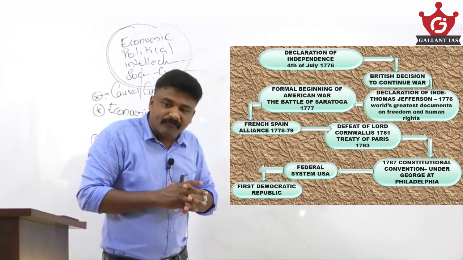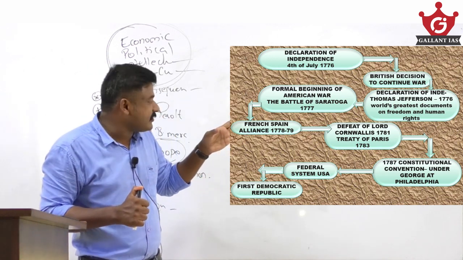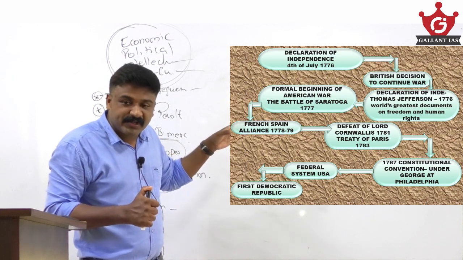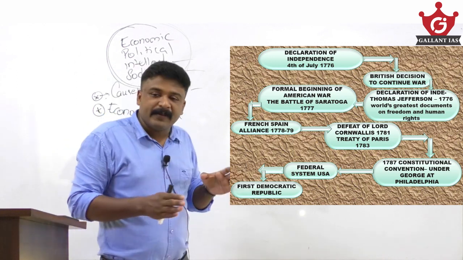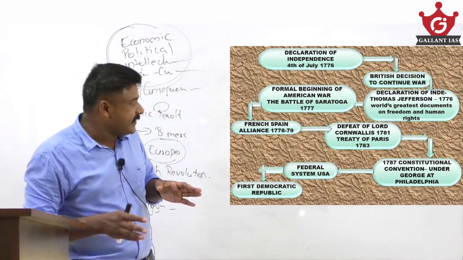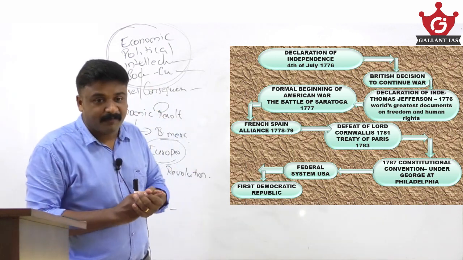Then the formal beginning of this American war, which is the Battle of Saratoga, 1777. Then France and Spain also formed an alliance with the American revolutionaries against the British. Then finally Cornwallis was defeated. The British force under Cornwallis was defeated in 1781. Then there is the Treaty of Paris, 1783. Then there is independence for the 13 colonies of America.